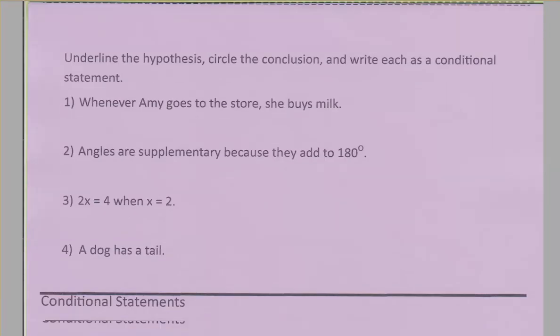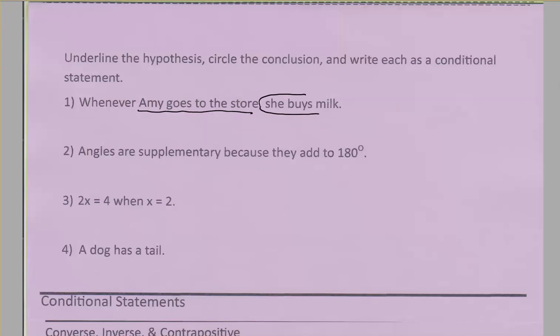So we're supposed to underline the hypothesis and circle the conclusion and write each as a conditional statement. So, whenever Amy goes to the store, she buys milk. Amy goes to the store is the hypothesis. She buys milk is the conclusion. So whenever we write it as a conditional, it should say if Amy goes to the store, then she buys milk.